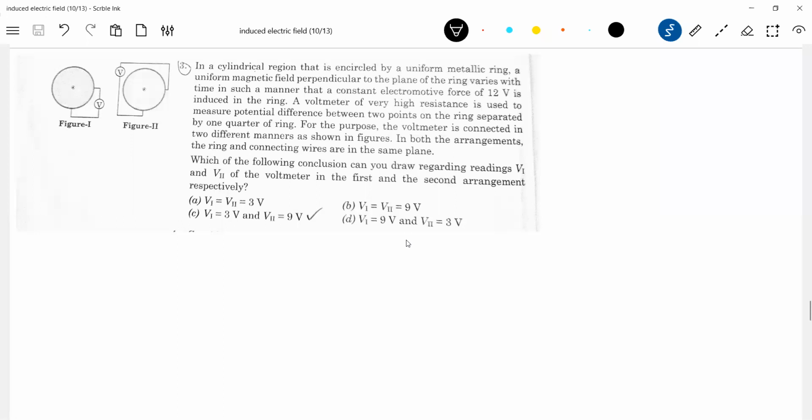In a ring, how much EMF is generated? By Faraday's law, the EMF induced is S into dB by dt. A voltmeter of very high resistance is used to measure the potential between 2 points on the ring separated by 1/4 of the ring. The voltmeter will be connected in two different ways. What will be the reading of the voltmeter? Will it be the same or different? The magnetic field is varying continuously with time.